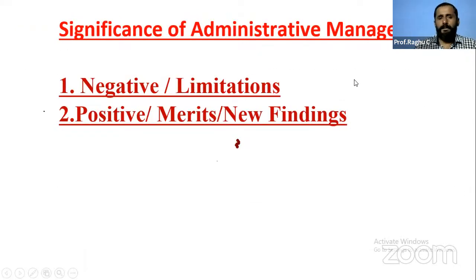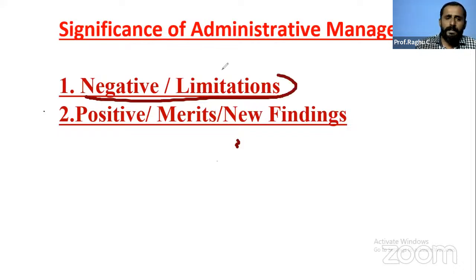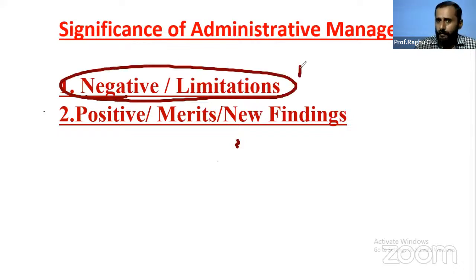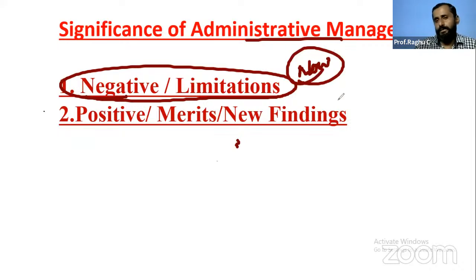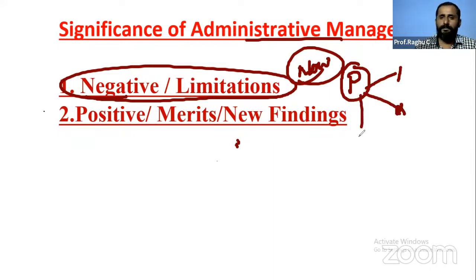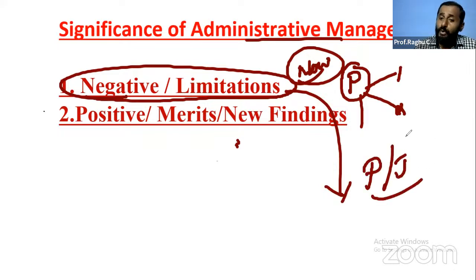Significance of administrative management. Here, one of the negatives of administrative management, by now, is that this is redundant. This is not used because there is nothing like principles which can be applied to all organizations in all places and at all times. In fact, some of the theorists called these principles proverbs. Some even called them jokes. How can something be applied to all organizations in all places at all times?